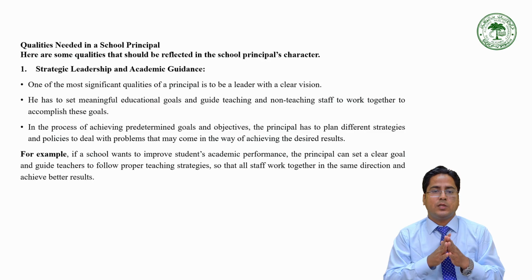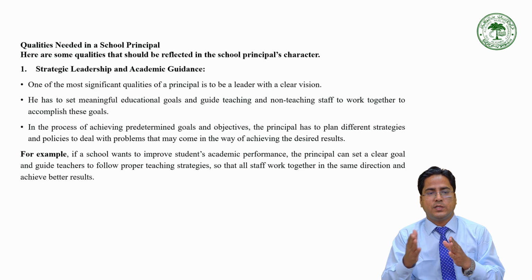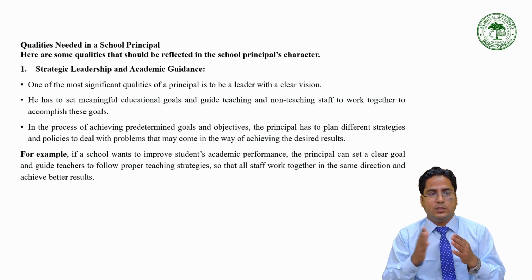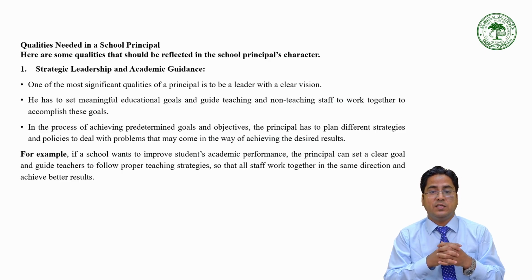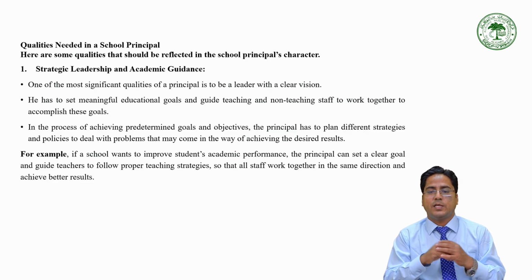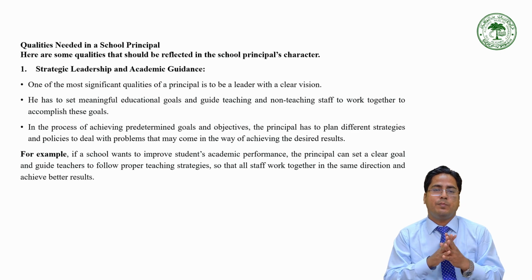Here are some of the qualities that a school principal should have. For example, first is strategic leadership and academic guidance. One of the most significant qualities of a school principal is to be a leader with a clear vision. He has to set meaningful educational goals and guide teaching and non-teaching staff to work together to accomplish these goals. In the achievement of these predetermined goals and objectives, the principal has to plan different strategies and policies to deal with the problems that may come in the way of achieving the desired goals and objectives.